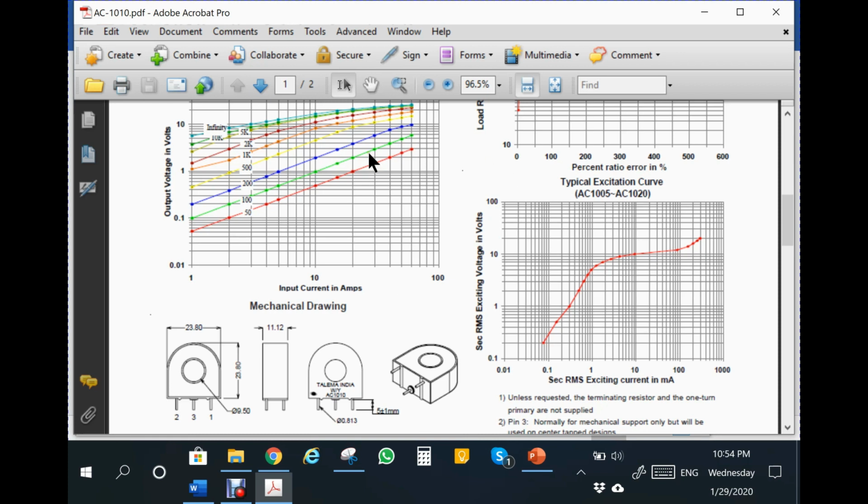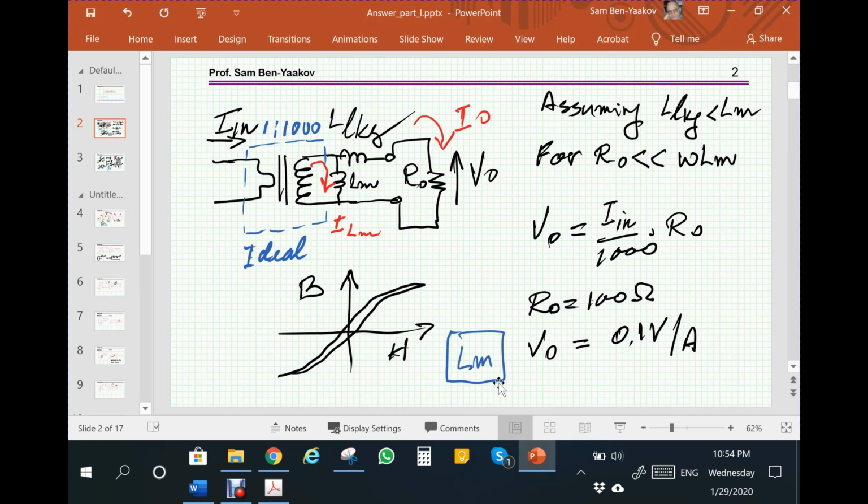So let me first address the issues here of the current transformer. So what is a current transformer? Basically, it is a transformer which has a certain turns ratio, 1 to something, because we have one turn, which is the wire going through the transformer. In this particular case, it's 1 to 1,000. So if we have a current coming in, we have a current coming out, which is 1,000 times smaller.